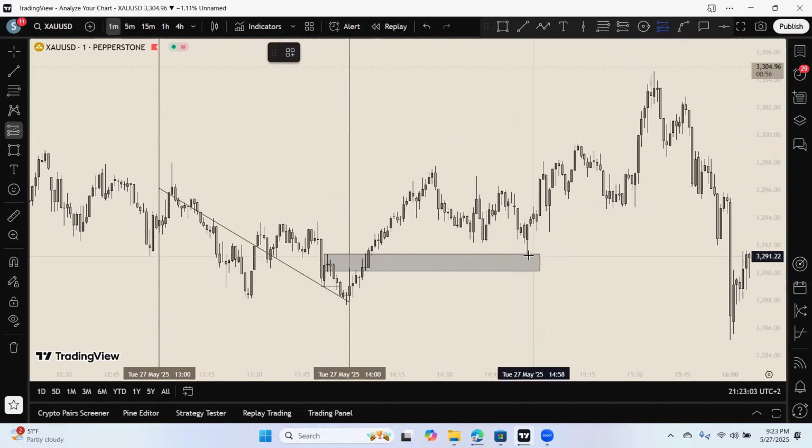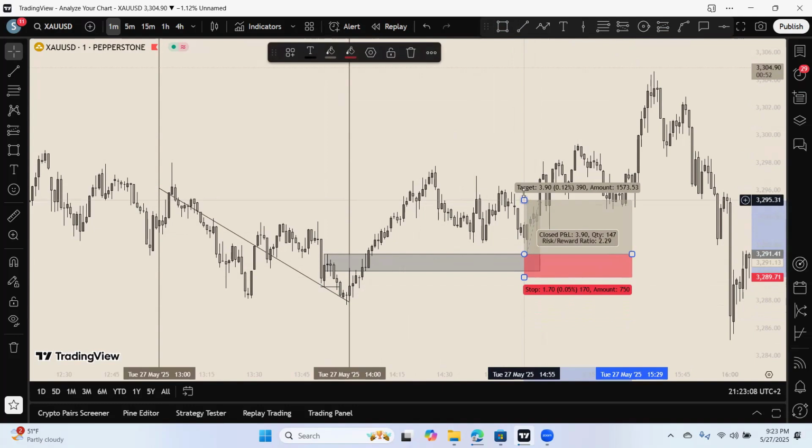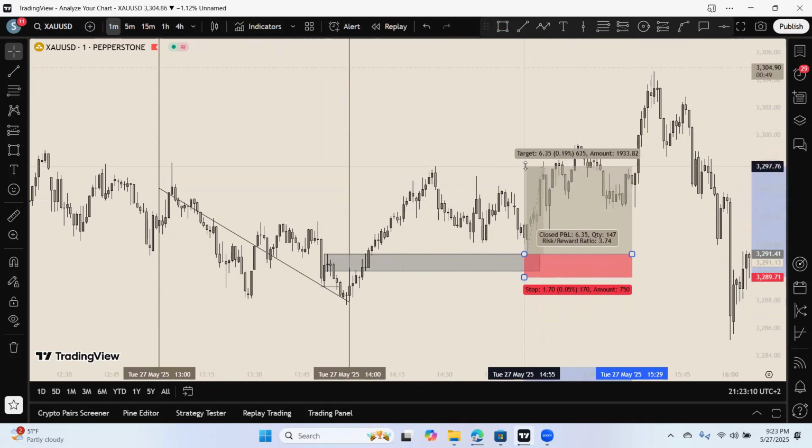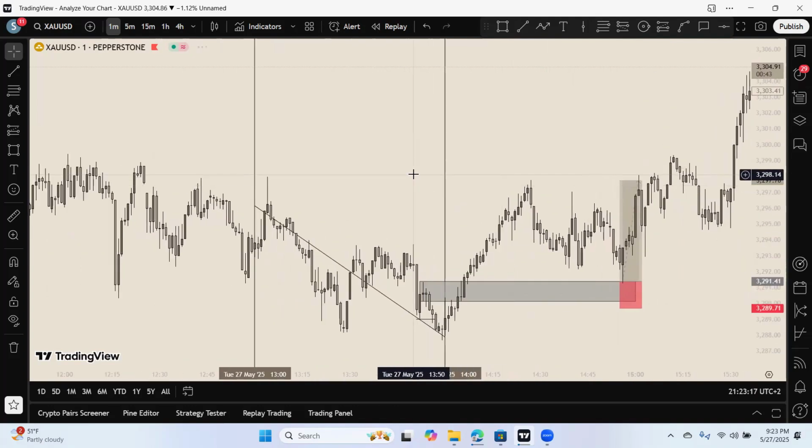And as you can see here, the market tapped into our breaker block. Then what did it do? It went up. So TP could have been this high over here. 1 to 3 RR. You see? So this is how you simply treat the method, guys.